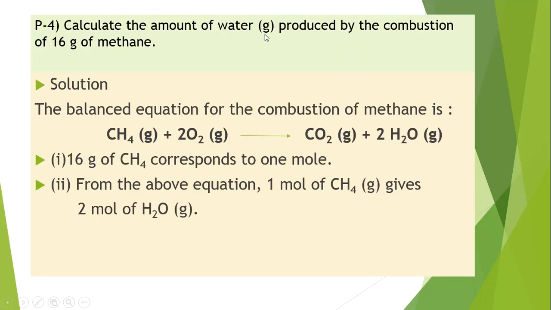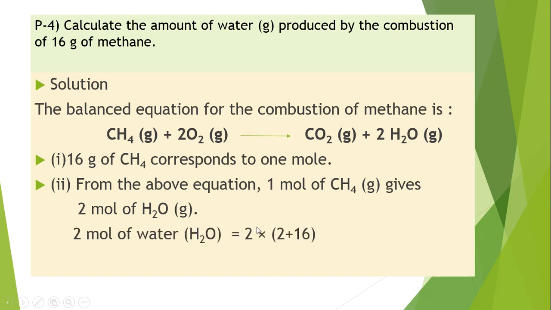Calculate the amount of water, in the gaseous form, produced by the combustion of 16 gram of methane. Now, if we want to write the balanced equation, it is CH4 plus 2O2 giving CO2 plus 2H2O. That means 16 gram of methane corresponds to 1 mole. From the above equation, we know that 1 mole of methane gives 2 moles of water, and we have to find here the water's amount. So 1 mole of methane gives 2 mole of water.